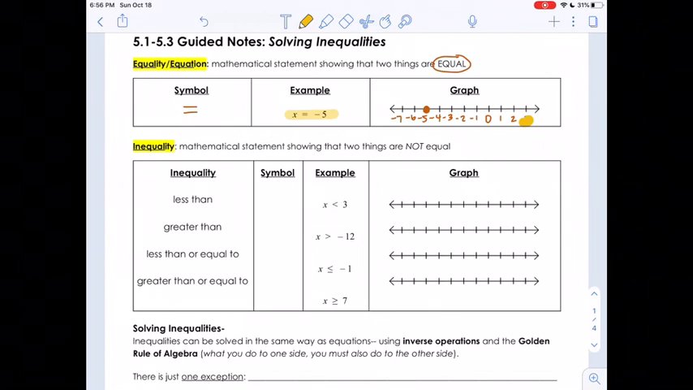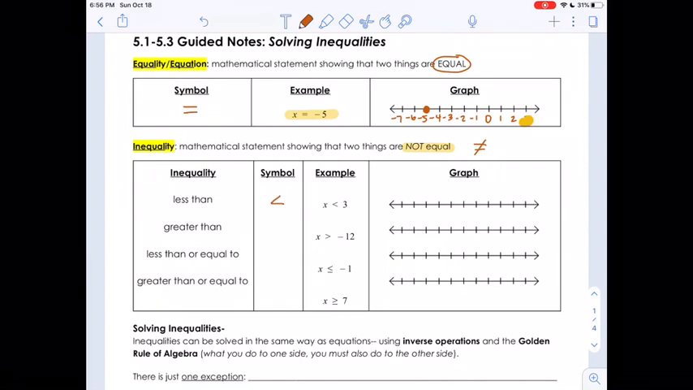As it would sound, it's unequal. It's a mathematical statement showing that two things are not equal. Sometimes this is represented just by the not equal sign, so you could say that something is not equal to something else. But there are other statements of inequality, and you've probably worked with these as well for many years. The first one is less than. We're not saying that something is equal to, but that the solution set is less than a certain amount. And the less than symbol looks like this.